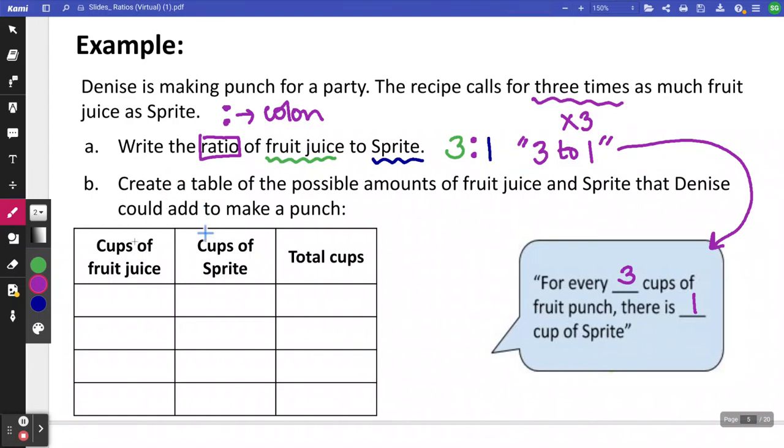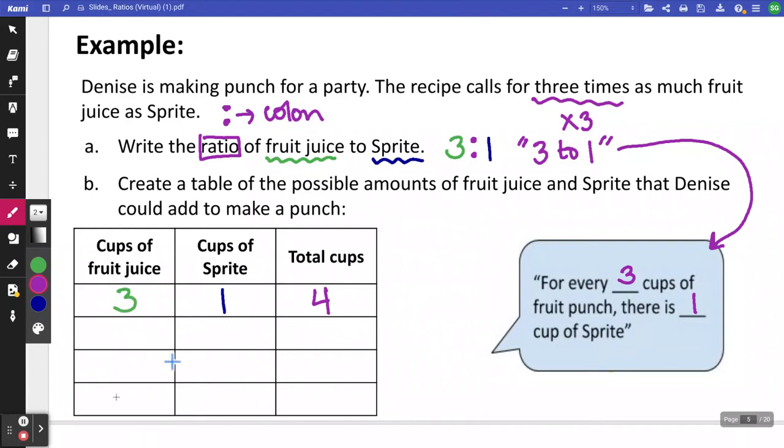The next part of this is going to be creating a table with all of the different combinations Denise can use with this recipe to make her fruit punch. So one of those combinations is what we had just said. We said she could do 3 cups of fruit juice and 1 cup of Sprite. That's what we had started off with. That's our starting ratio. And that would give her a total of 4 cups of liquid to serve for her party.